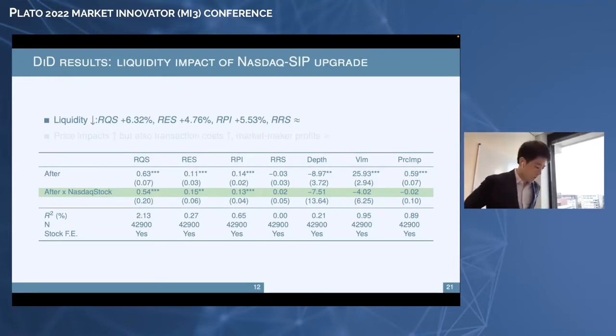Just to give you the economic magnitude, I divided those basis point measures by the unconditional mean to get a percentage increase. So basically, I would say that the liquidity deterioration is mild, right? For those spread measures, they're like a 6, 4, 5% increase.